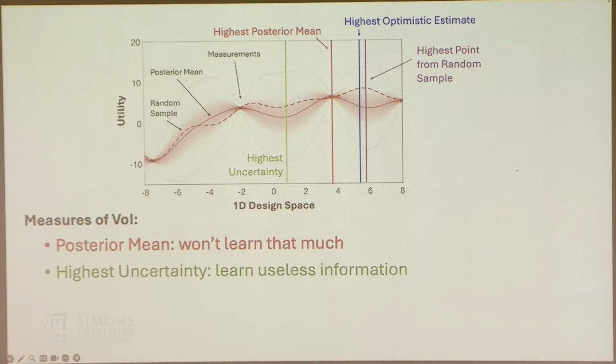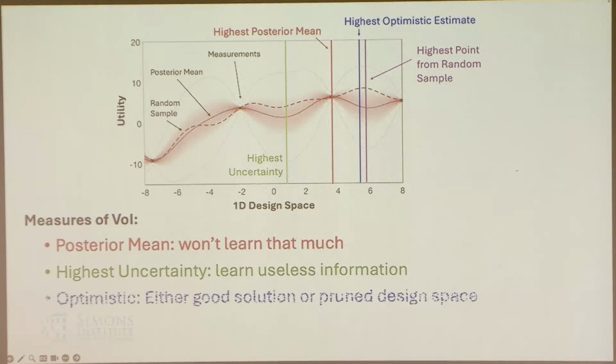I don't care if this particular design is mediocre or terrible, if I already know that it's not the best. So I could reduce the spread on that, but it's not actually very useful. So with high uncertainty, you could very easily learn useless information. Optimistic, the blue one, is actually quite useful in practice. The intuition is you either find a good solution because the true utility in that location is near the upper confidence bound, or you've pruned the design space.